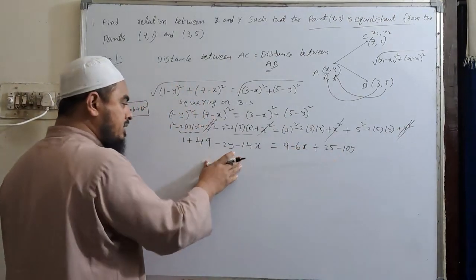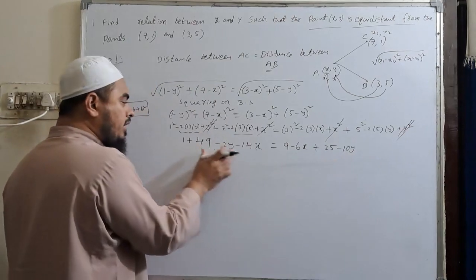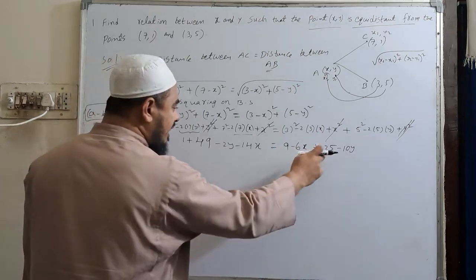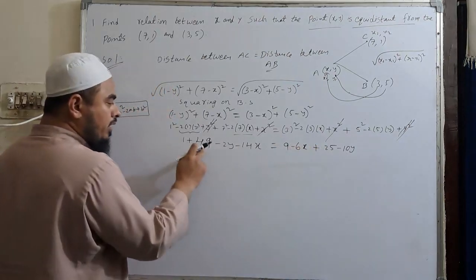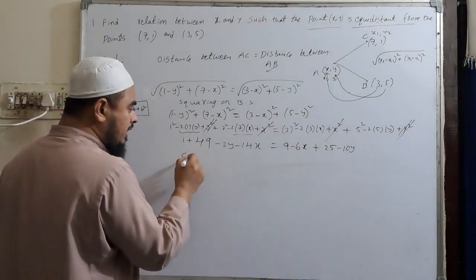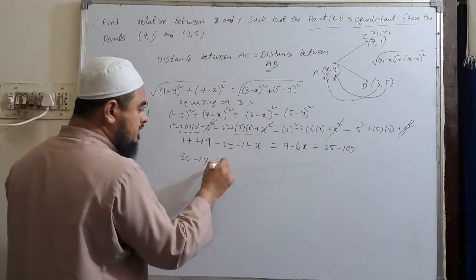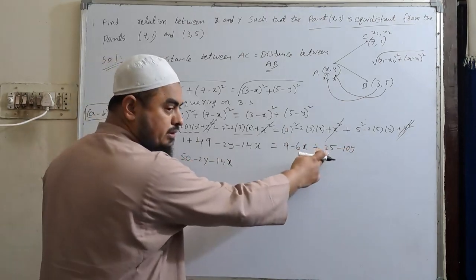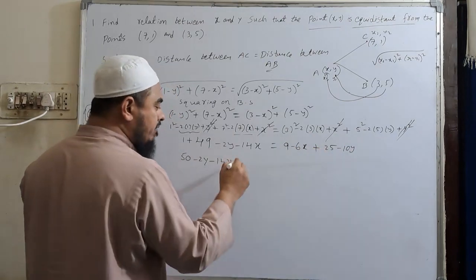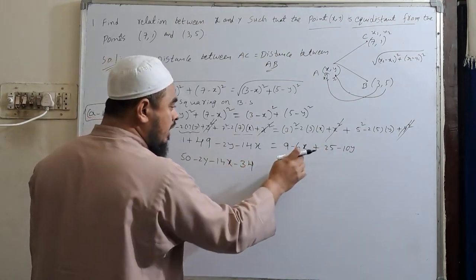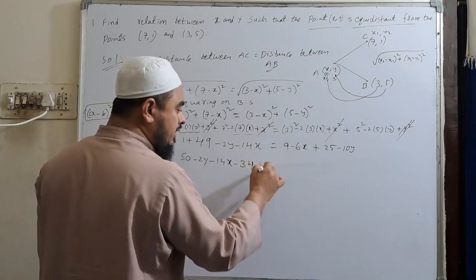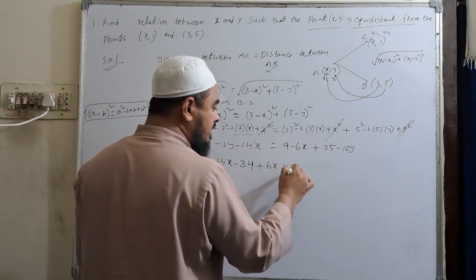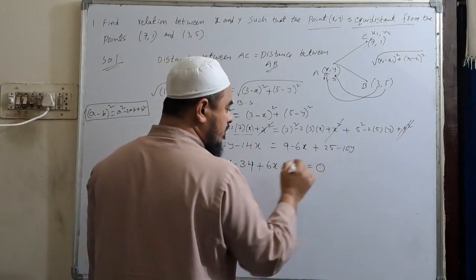So you can complete all the terms, this becomes 50 on the right hand side, or you can bring all these terms on the left hand side after adding the constants. Anyhow you can solve. 1 plus 49, first we do it as 50, minus 2y, minus 14x. We are bringing all these RHS terms. 9 plus 25, how much is it? 34. On the left hand side when we bring it, it becomes minus 34, and we have minus 6x. When it comes on the left hand side, it becomes plus 6x. Minus 10y when it comes to the left hand side becomes plus 10y is equal to 0.